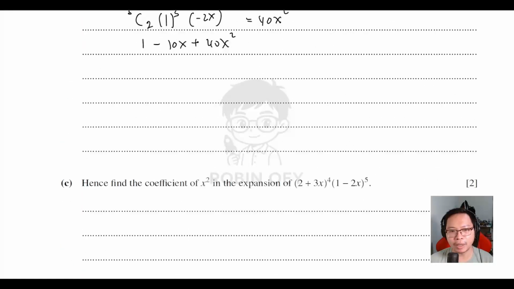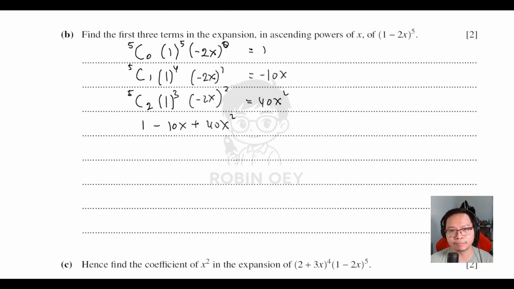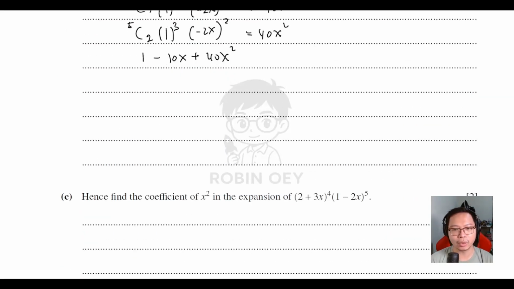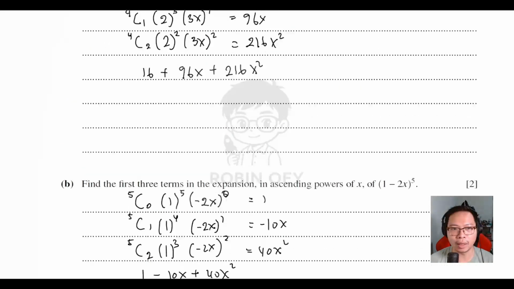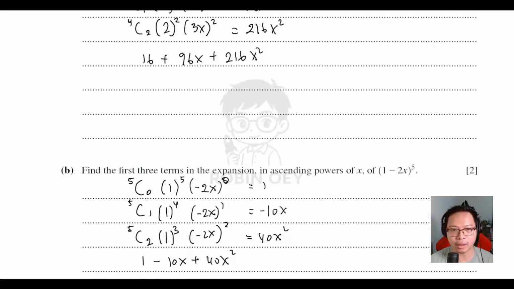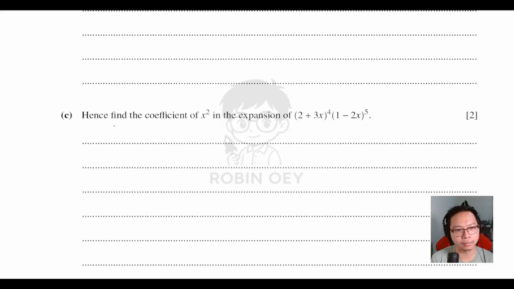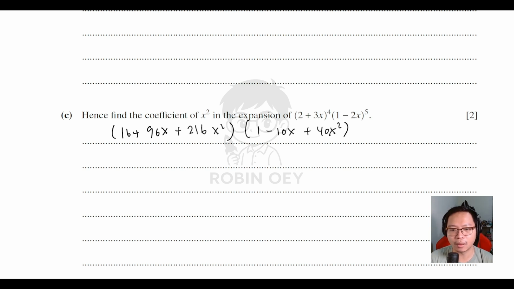first of all, because the highest is x squared, so I'll just put the expansion, the three terms, up to x squared. Okay, so meaning for the (2 + 3x), it is the one that we did on A. So 16 + 96x + 216x squared. Okay, now the second part, same. So 1 - 10x and then + 40x squared.